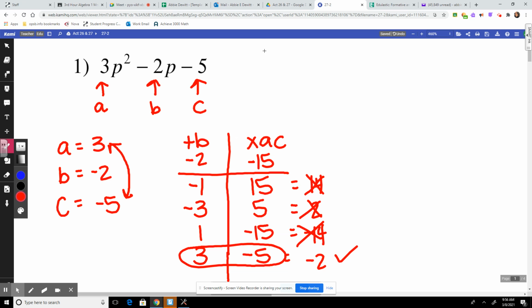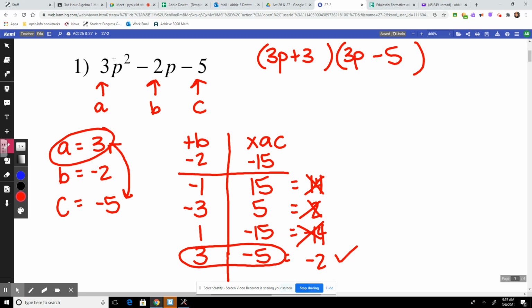So my answer is going to be written again as two binomials. The only difference in writing your two binomials today versus last week is you're going to write it in the form of a variable plus your number, positive 3. A variable plus your number, negative 5. You've got to include your a, and then our variable here is p. So 3p plus 3, 3p minus 5.